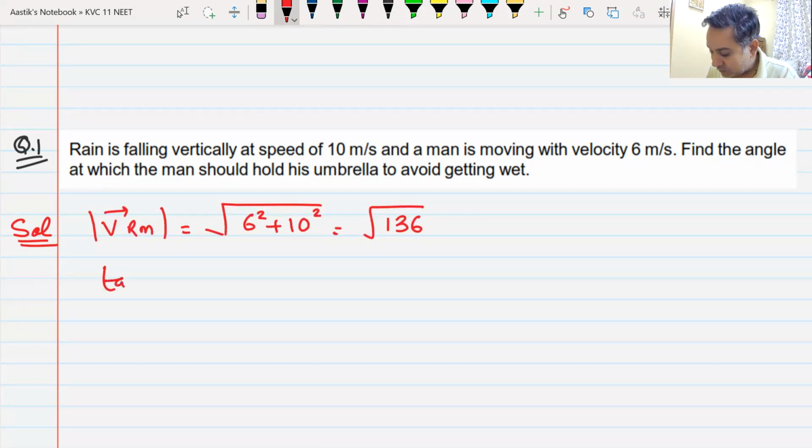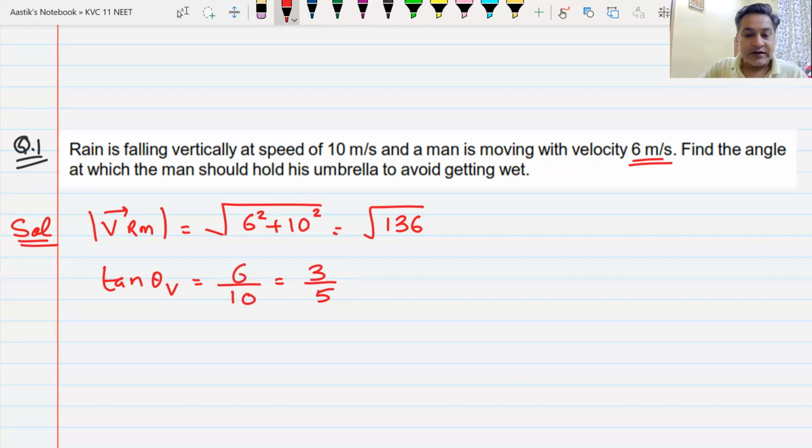I have to find out the angle theta. Remember, this is theta with V, V means vertical. So to find theta with the vertical, you divide the velocity of man, which is 6, by 10. You get a very nice 3 by 5. And these are the two answers that we are looking at.